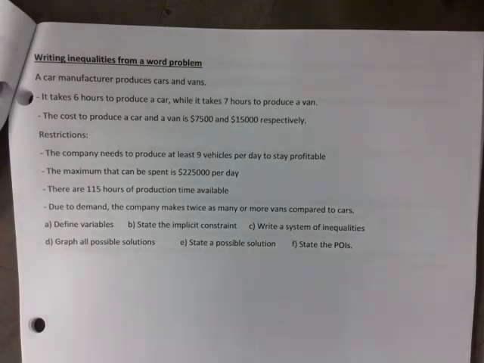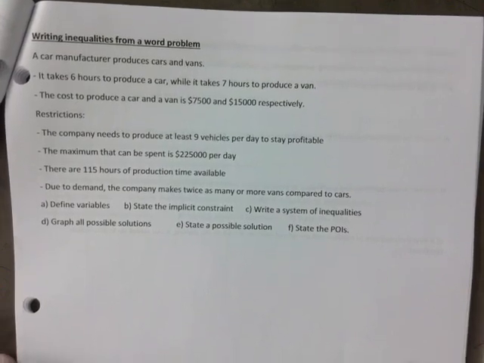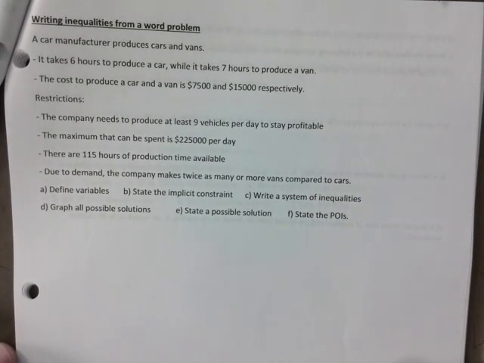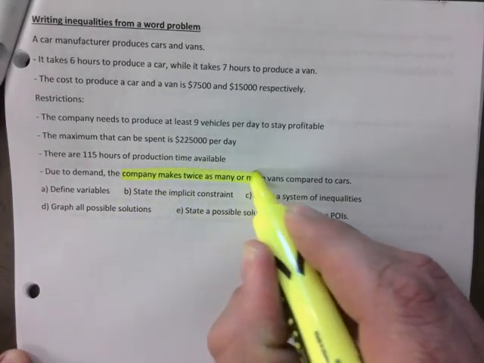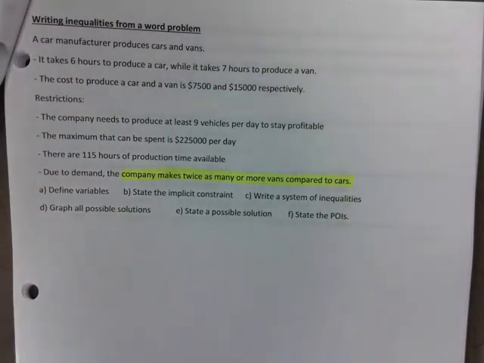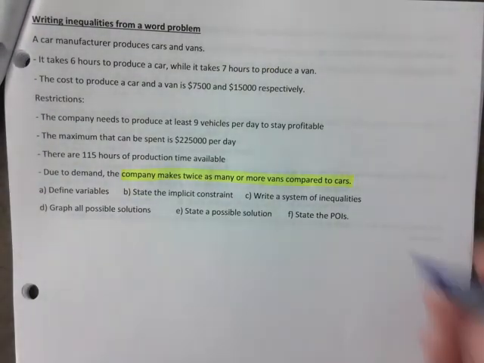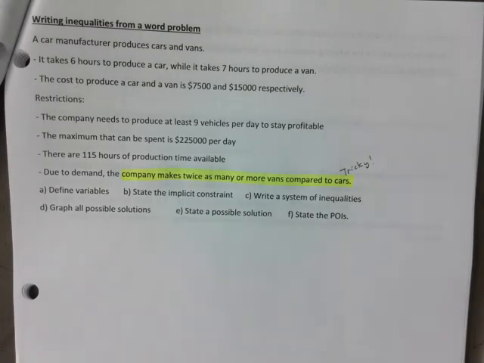There's page 50. If you have a highlighter, there's this one statement that you haven't seen yet. And it's this one right here: The company makes twice as many or more vans compared to cars. That statement is going to be tricky. This one is tricky. So I will give you a different example so that when you get to this, you're like, okay, I know how to write that inequality.